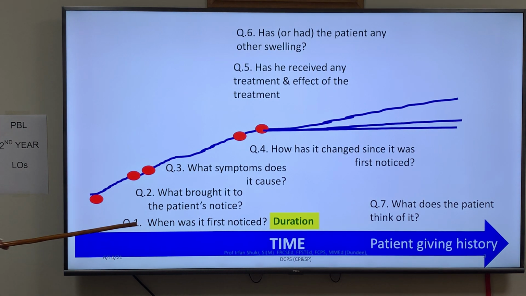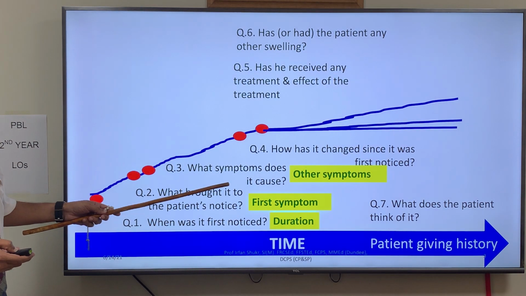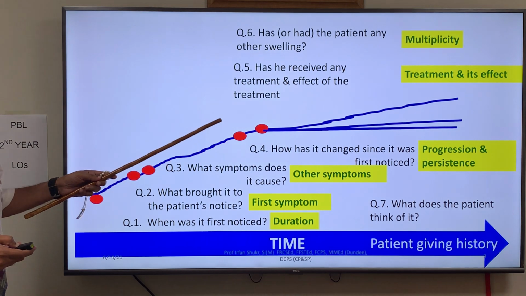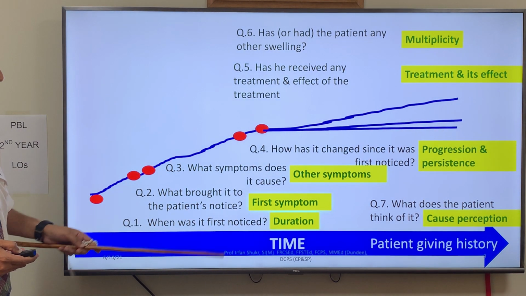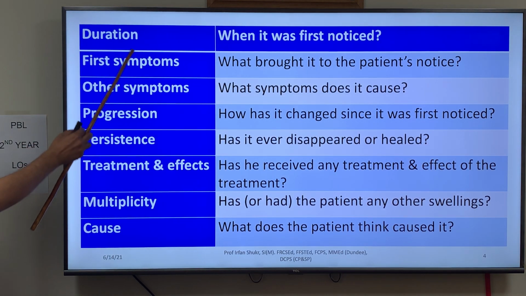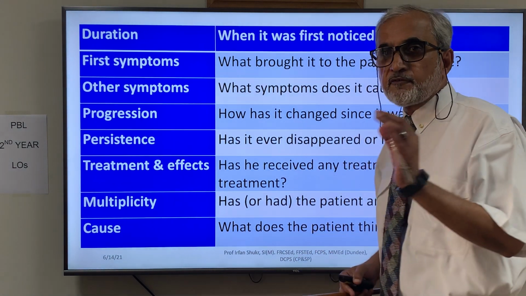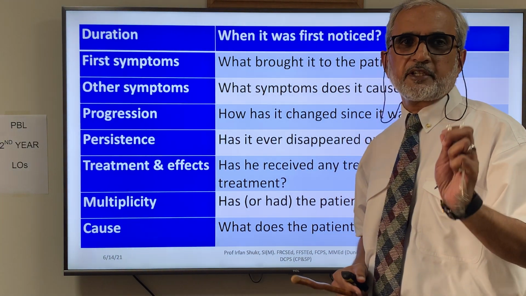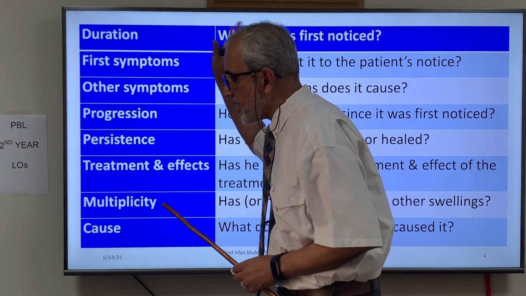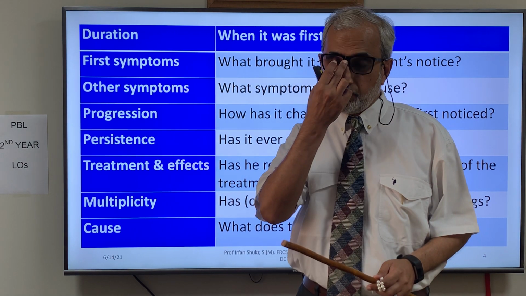So what we're talking about is duration of swelling, first symptom, other symptoms, progression and persistence, treatment and its effect, multiplicity, and cause of perception. See this chart. You have to memorize it. There is nothing short except to memorize it. You should have a picture of this thing in your brain. And that effort you have to do.